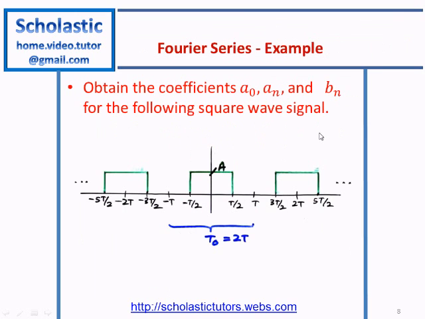So let's take an example here. To obtain the coefficients A0, An, and Bn for the following square waveform, we are going to do some mathematics again. The function is actually this. You need to look at what the periodicity is. T0 is the periodicity, which is actually going from minus T to plus T.